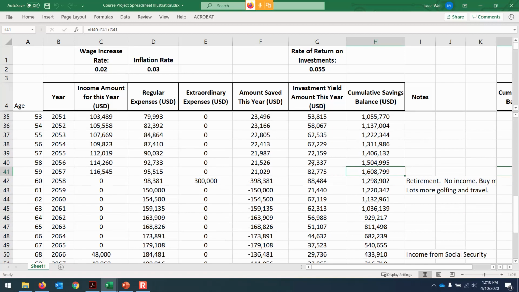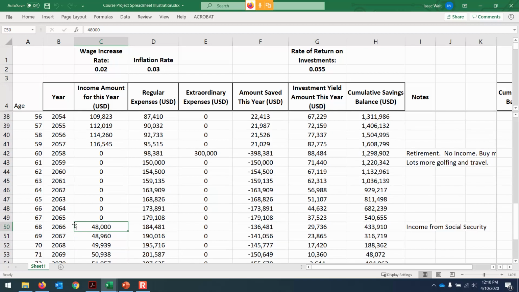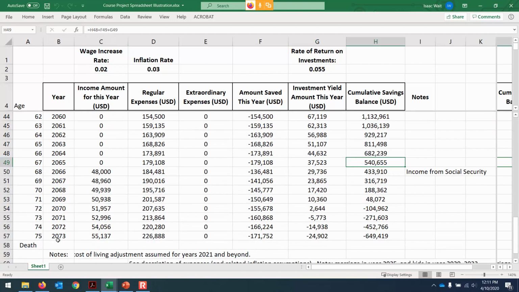But after all those years, it's going down and going down, and even when Social Security kicks in, so we finally, at age 68, have some income from the government, because you've just been living on your balance till now. Now you have some income from the government, but this person assumes that they're going to live until age 75 and they go negative. They actually run out of savings before they get there.